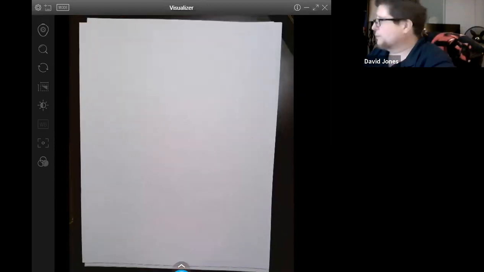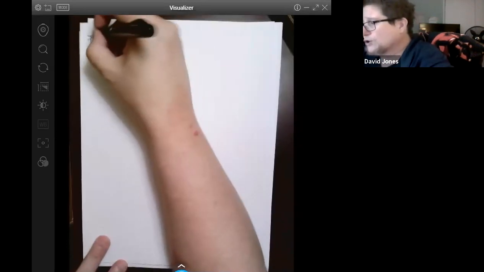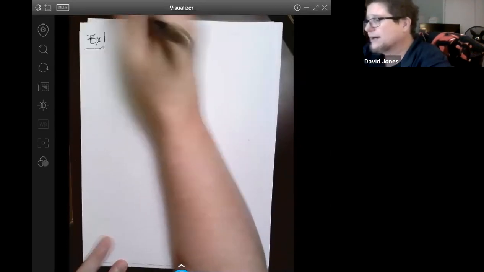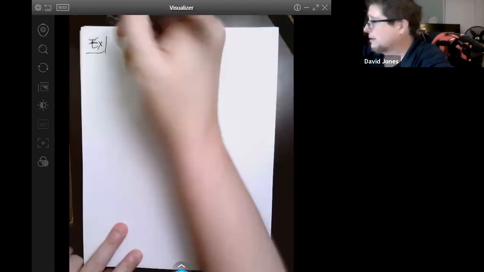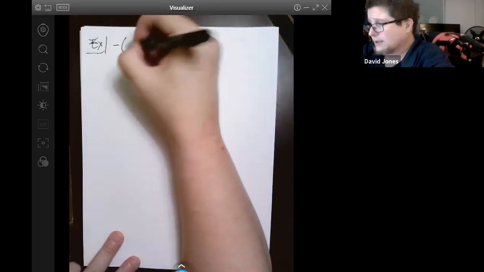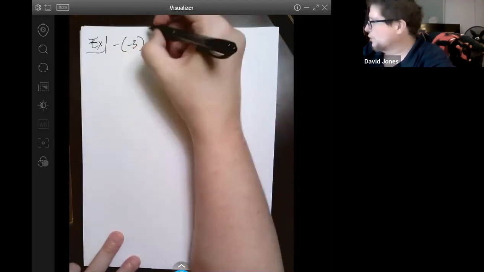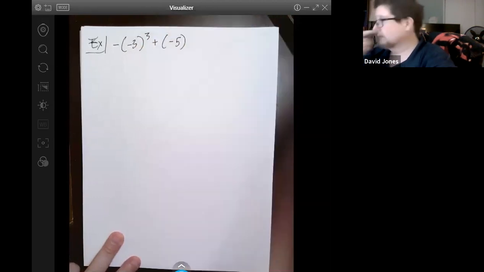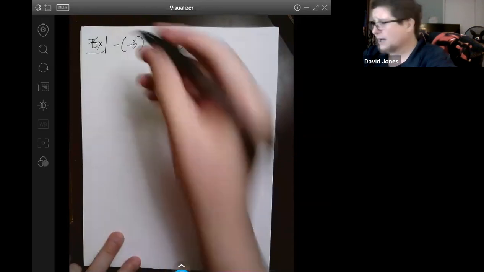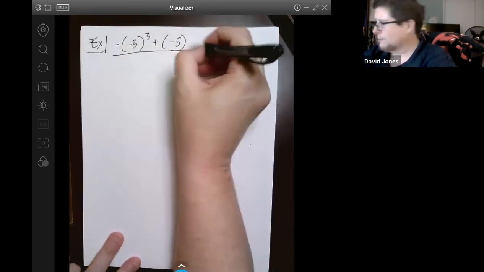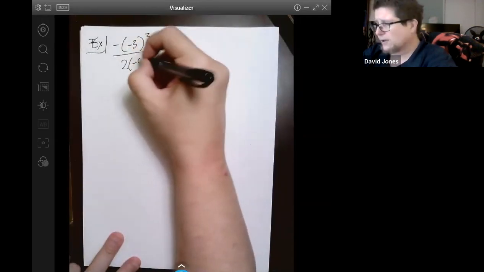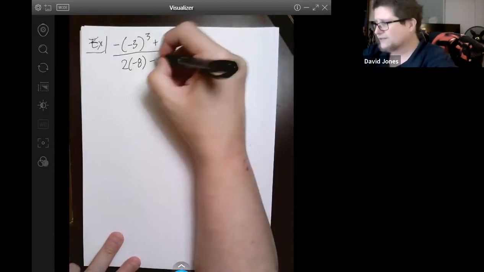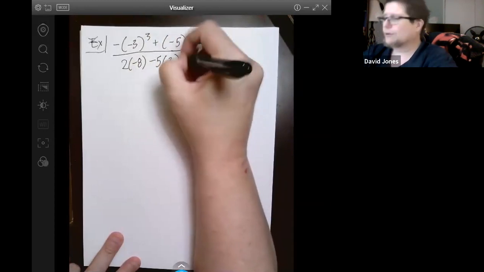Give you another example. I want you guys to try to pause this and work this one out, see what you come up with. And you may or may not know what to do. And that's the top part. The bottom is 2 parentheses negative 8 minus 5 times 3 parentheses 3.